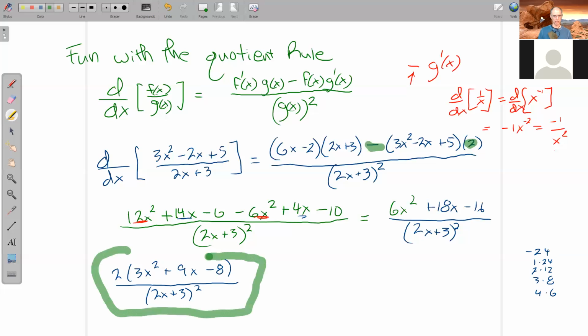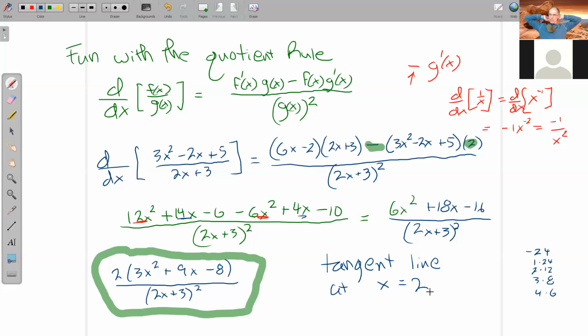How do you check? Well, you could whip out something like Wolfram Alpha or the derivative calculator to check your answer, or you could pick a point on the curve and see if this gives you the slope of the tangent line at that point. So let's suppose you were asked to find the tangent line at x equals, how about 2? So let's go over that.